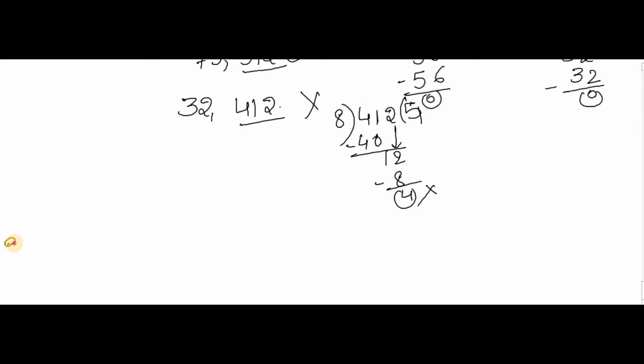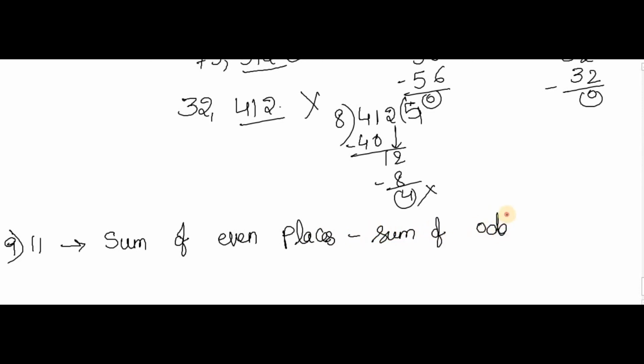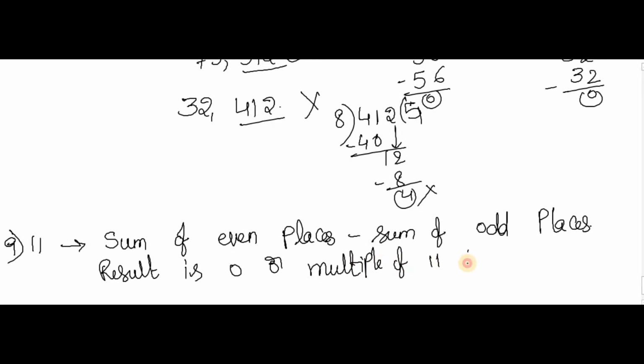Now we will see the divisibility rule of 11. See, the divisibility rule of 11 is a little bit different when compared to all the other numbers. It is nothing but the sum of even places minus the sum of odd places. If the result is 0 or a multiple of 11, then the number is divisible by 11.